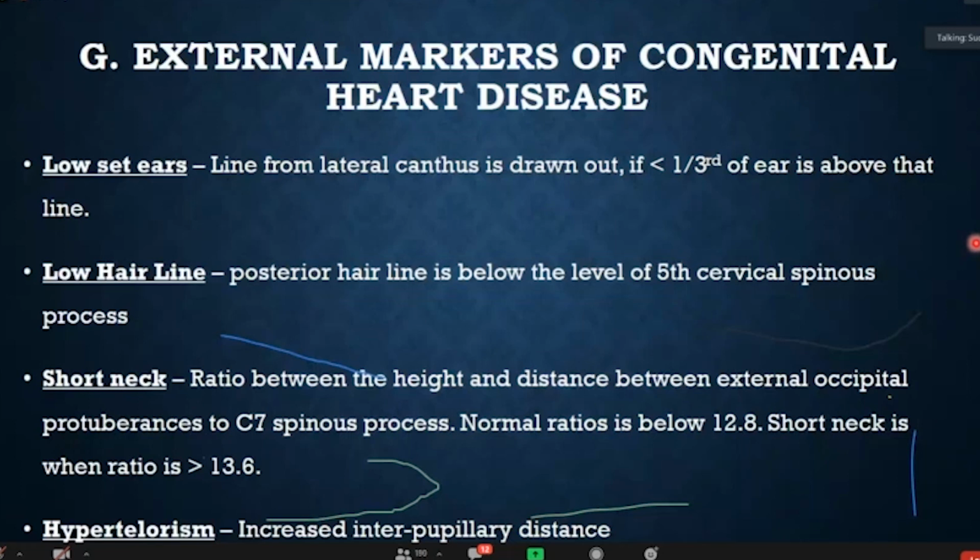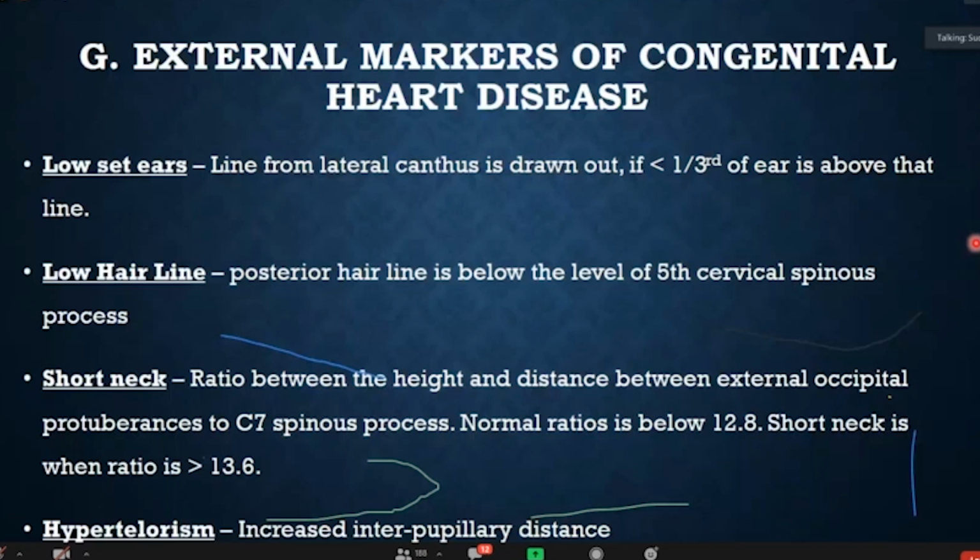We usually draw a line from the lateral canthus and out, and if less than 1/3 of the ear is above that line, or if more than 2/3 is below that line, it is known as a low set of ear. There are many diseases of chromosomal abnormalities associated with low set of ears. I'll come to a few of them now. Now, what is a low hairline?